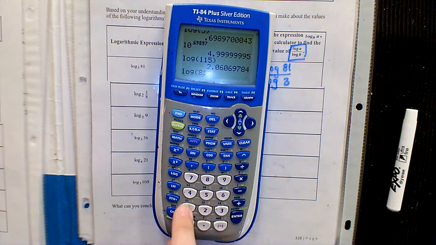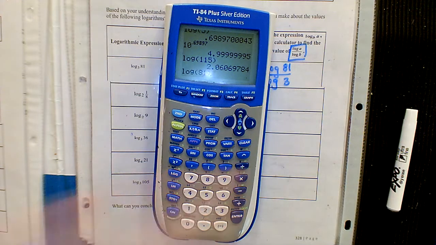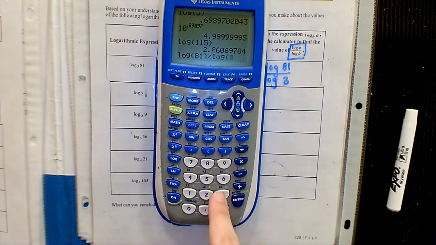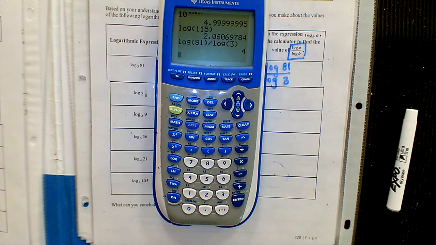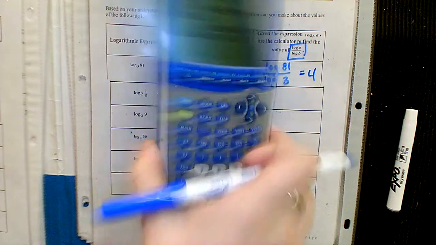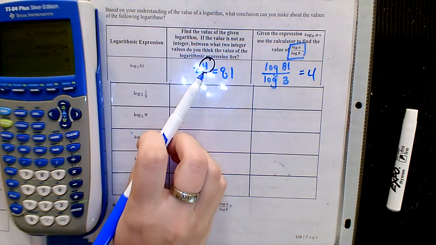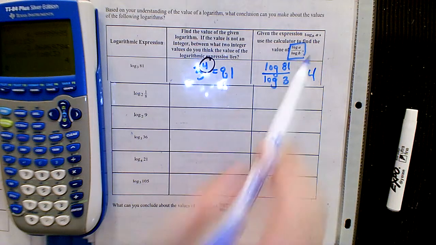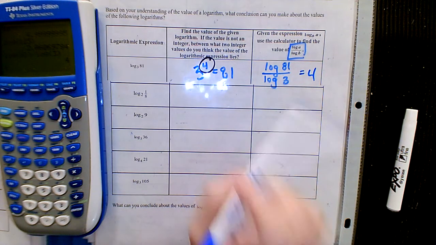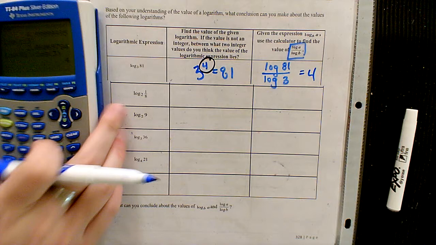We'll do log of 81, close your parenthesis, divided by log of 3, close the parenthesis again, and notice how you get 4. Okay, that's the same power or answer that we figured out in our heads or on our own. But now you have a way to check it on your calculator. Okay, we're going to try some other examples.